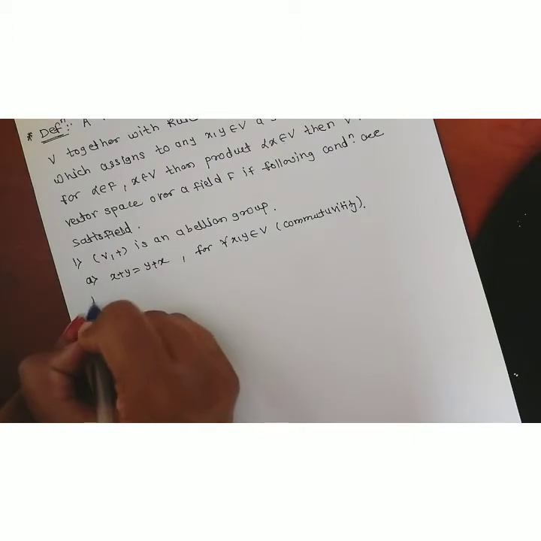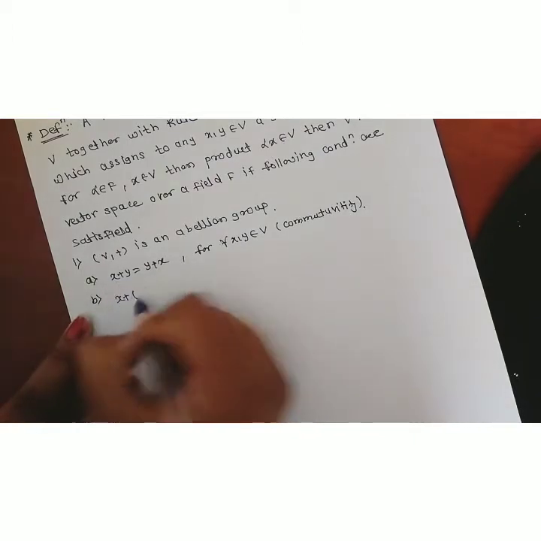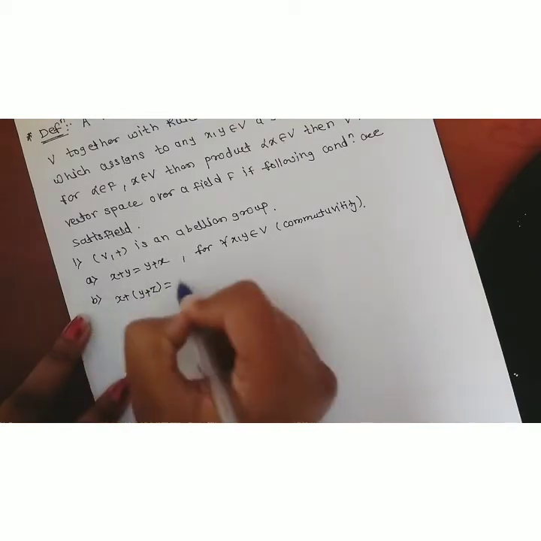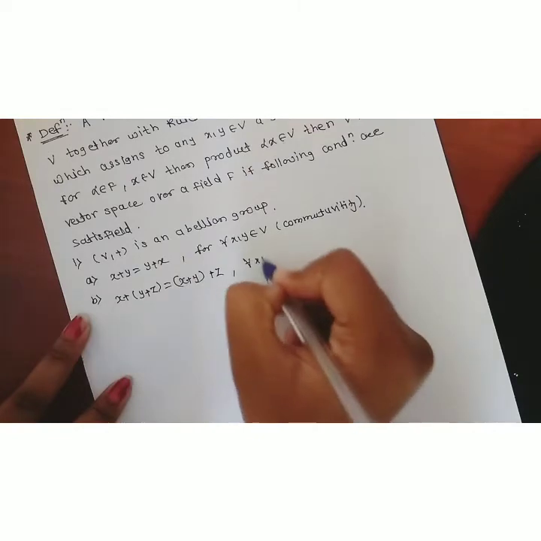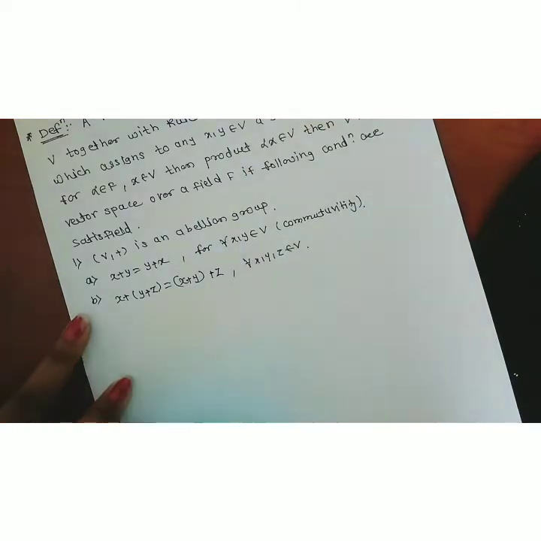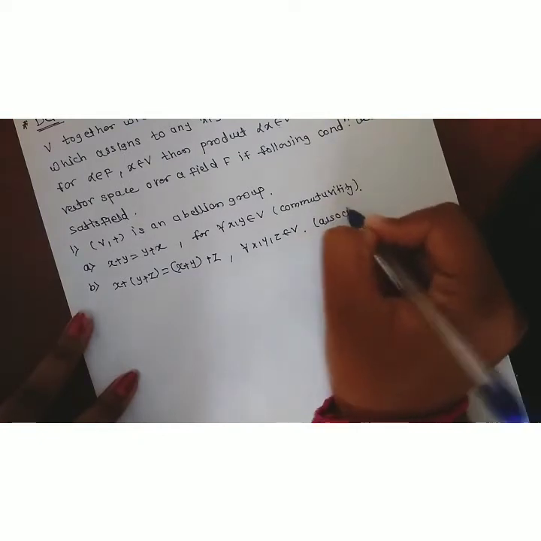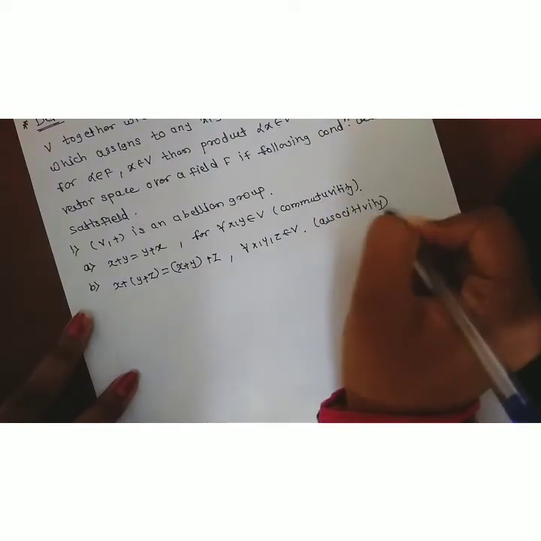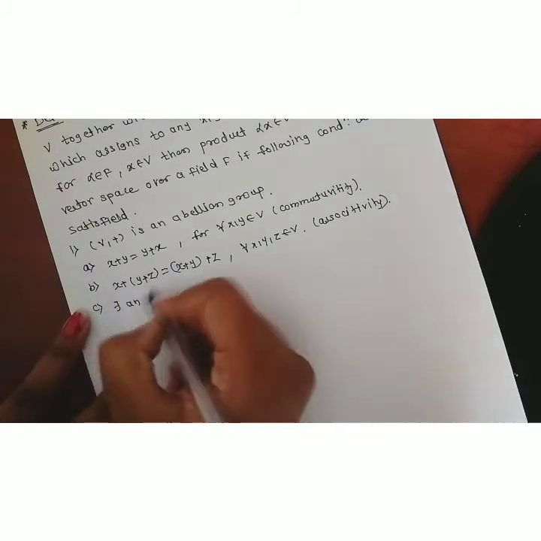Then what is the second property to show the group? The second one is associativity. What is associativity? (x plus y) plus z is equal to x plus (y plus z) for all x, y, z belongs to V. This is the second property, which is associativity. Then the third is there exists an element.